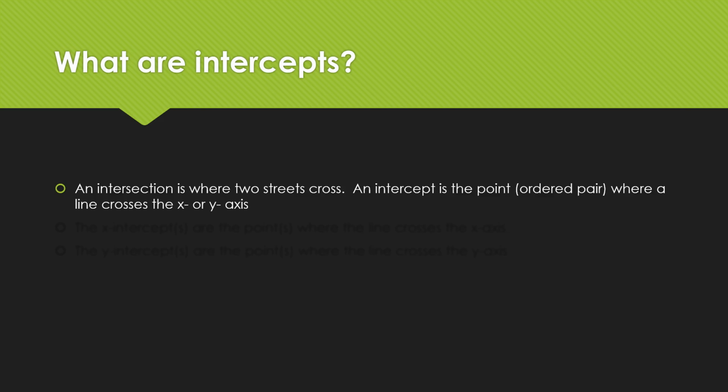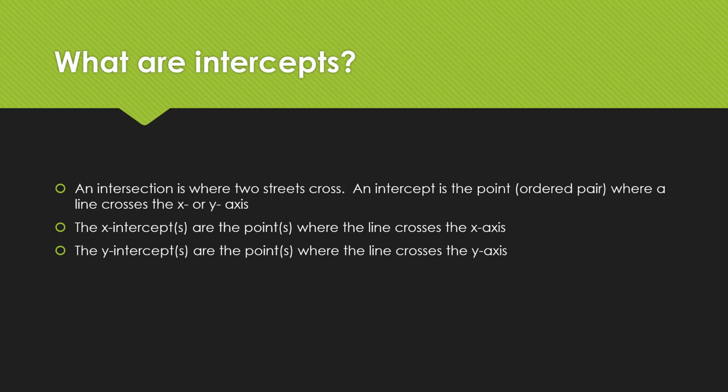But for now, the way we're going to think about this is an intercept is the point, an ordered pair, where a line crosses the x or y axis. The x-intercepts are the points where the line crosses the x-axis. The y-intercepts are the points where the line crosses the y-axis. So it is what it sounds like.